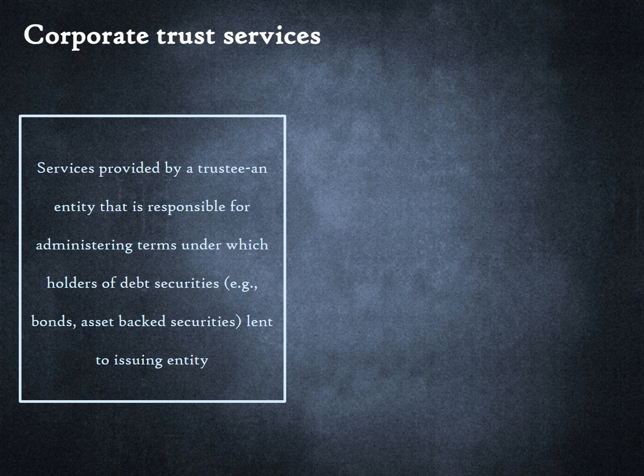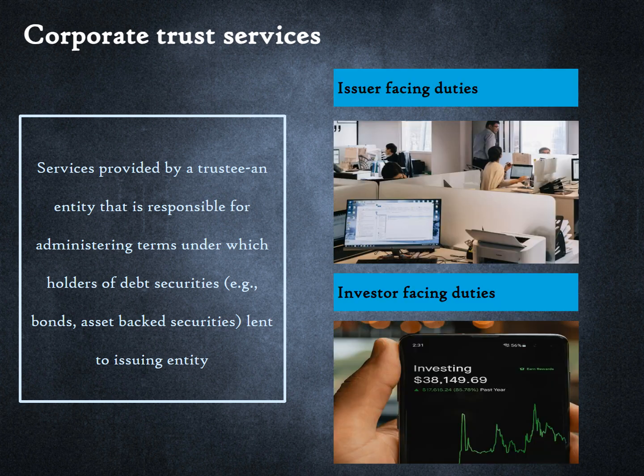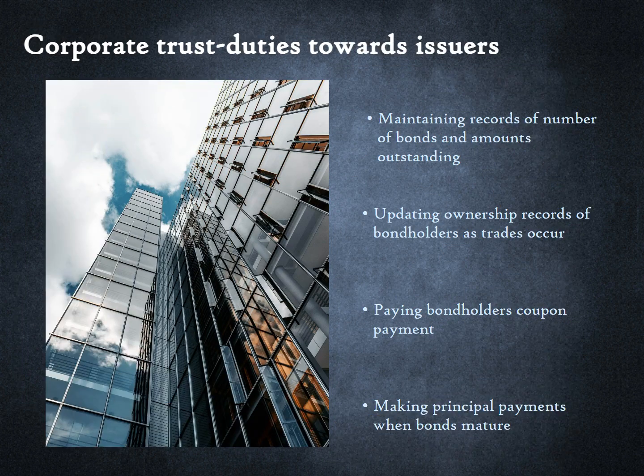The trustee is responsible for administering the contractual terms under which holders of the debt security, like bondholders, lent to the issuing entity. Even though we are discussing corporate trust services as part of issuer-facing products, in reality this is a two-sided role serving both issuers and investors. Let us look at each side. On the issuer side, the role is very similar to transfer agents and hence we won't rehash it here. The key thing to note is that on the issuer side, the trustee is accountable to the issuer for service quality. If the trustee was not providing good service to investors, the investors, in turn, would complain to the issuer.